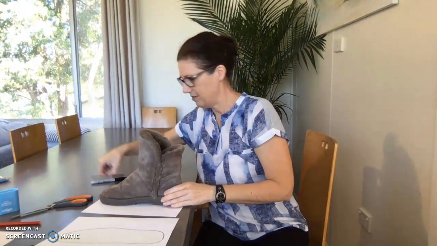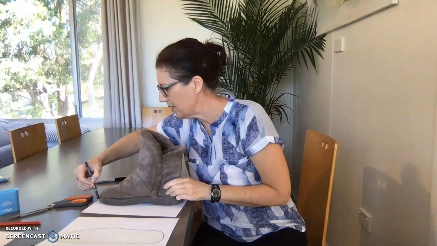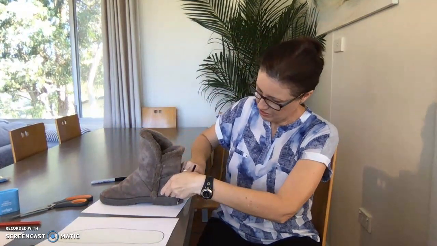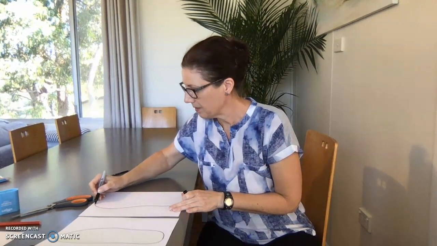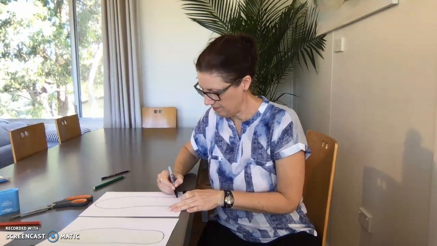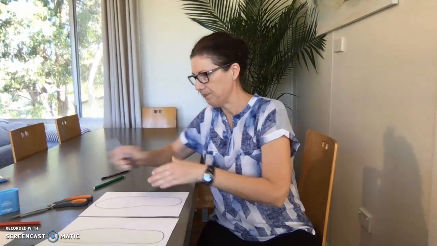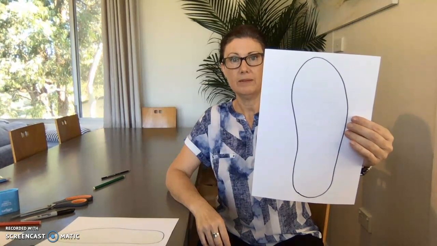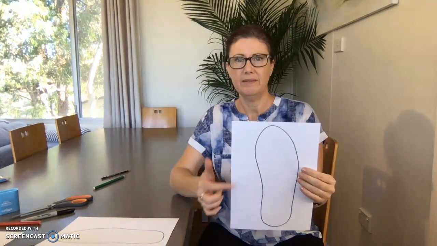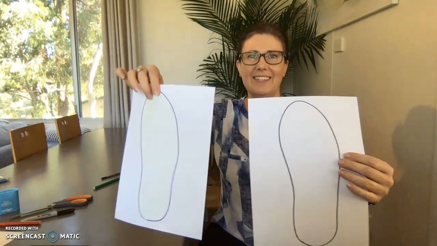Here we go. This is my new boot. Trace with the pencil all the way around, carefully around the edge. And so I didn't get texta on my boot, I'm going to do it in pencil first. Then I'm going to trace over in texta. And I have my new boot shape. I wonder, is the area bigger than my old boot? I hope it is. Let's do it.